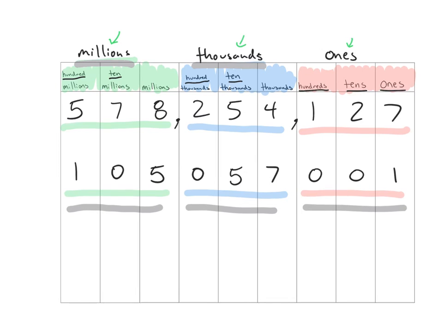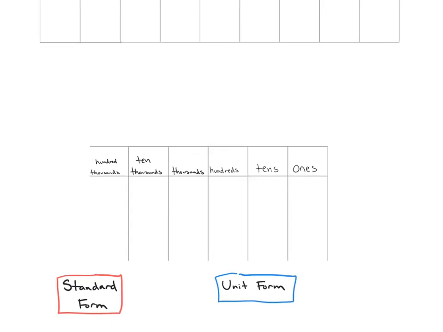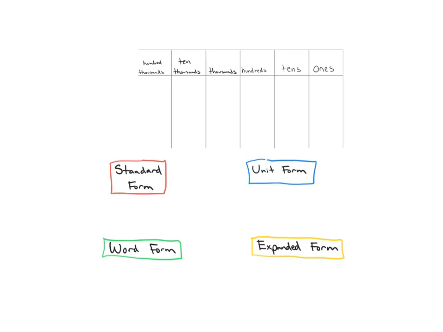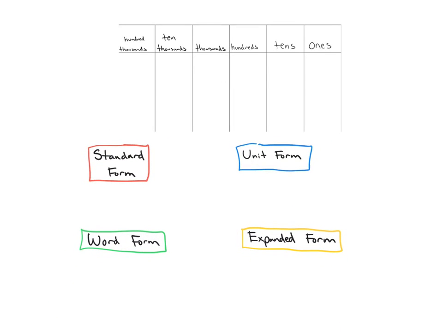Being able to read these numbers in this way on the place value chart is also helpful to write numbers in various different forms. So we're going to take a look at how we can do that now. There are 4 major forms that we write numbers in, and all of these forms help us understand place value a little bit better. So I'm going to write a number in the place value chart here.